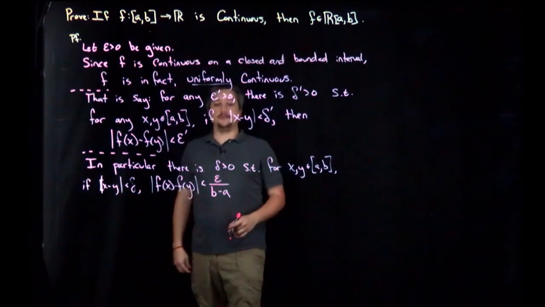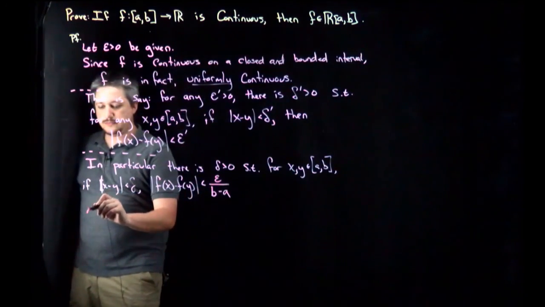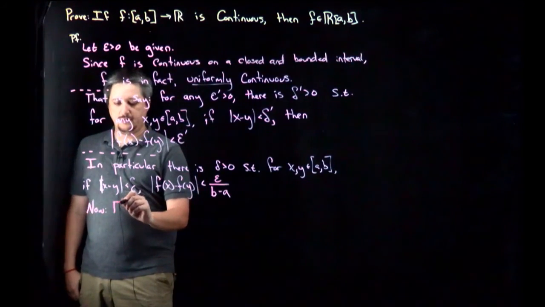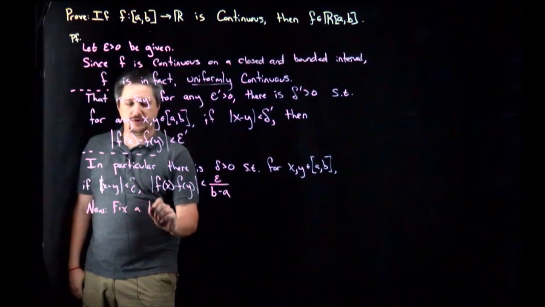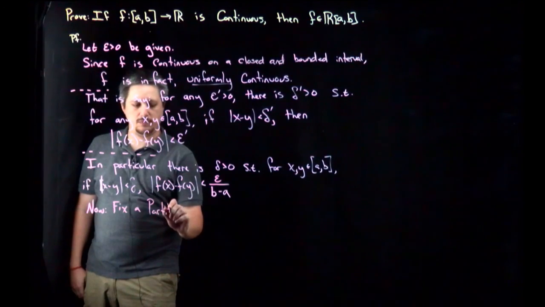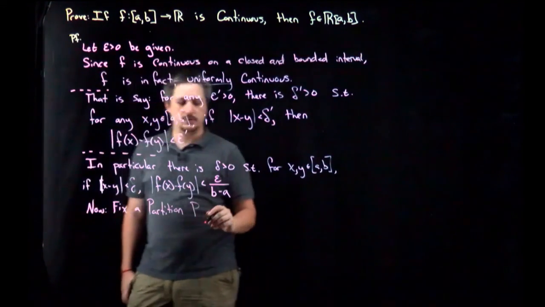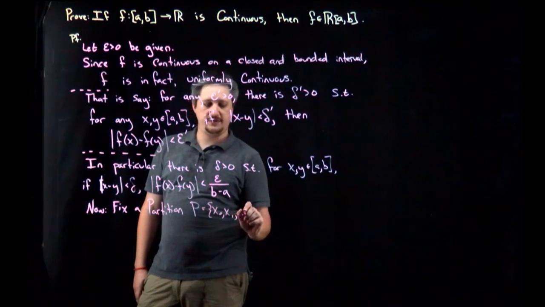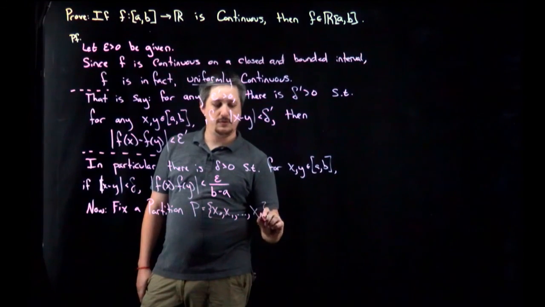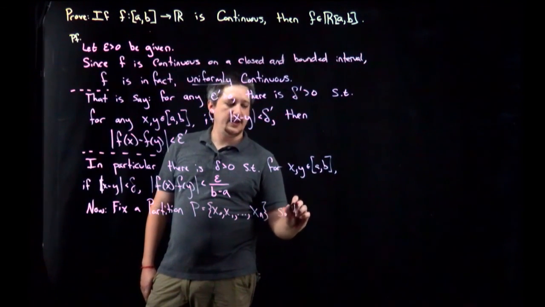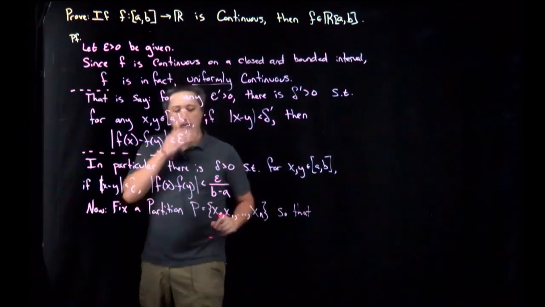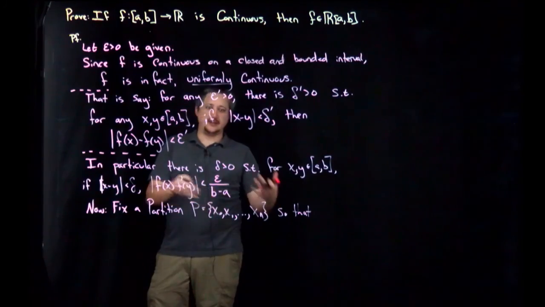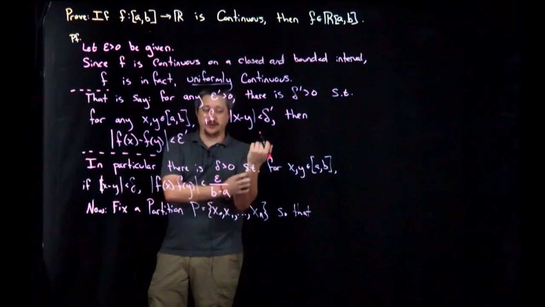All right. So far, so good. So now, I'm going to fix a partition P: x0, x1, etc. up to xn, so that I have some features here. It's a standard partition, meaning x0 is a, xn is b, and it's an increasing sequence of numbers. I'm not going to go through all that again.